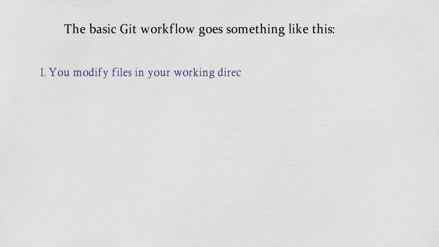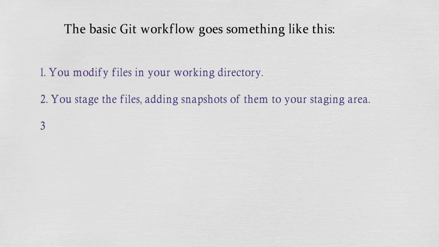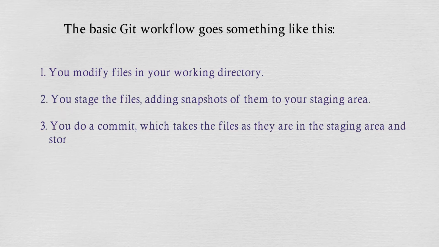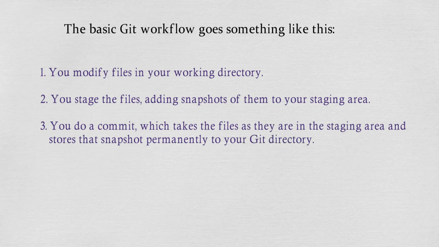This workflow goes in three stages. First, you modify files in your working directory. Second, you stage the files, adding snapshots of them to your staging area. And third, you do a commit, which takes the files as they are in the staging area and stores that snapshot permanently to your Git directory. So that was the brief introduction of Git.